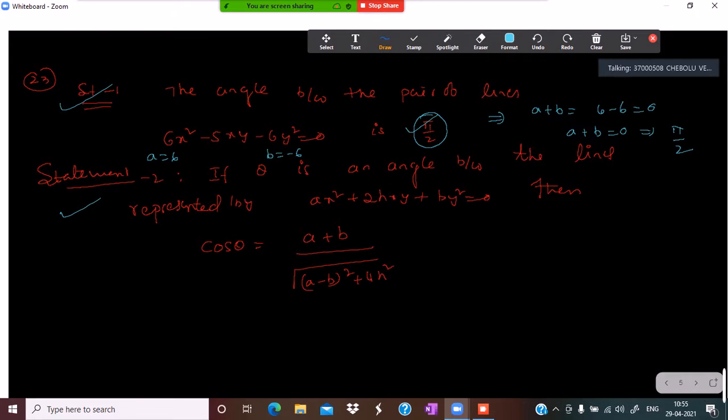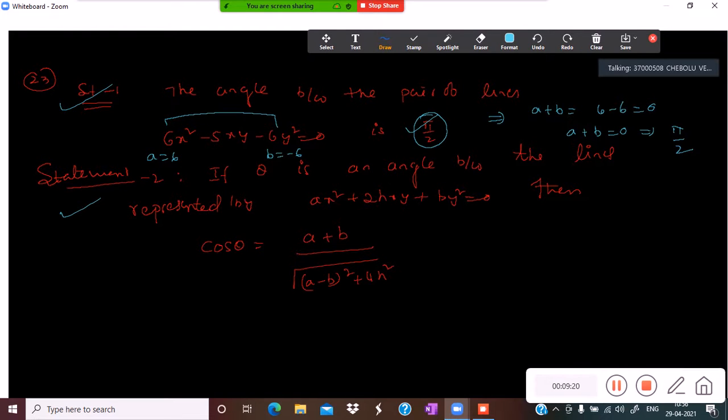Here we need not find the angle. First observe the coefficient of x square, a, and coefficient of y square, b. If the addition of these two we get 0, then the angle between them is 90. 90 is nothing but pi by 2. So these two lines are called a pair of perpendicular lines.